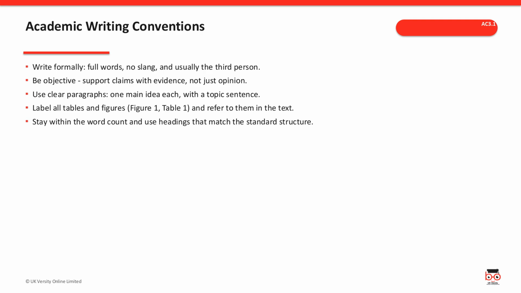Academic writing has its own quiet set of conventions. Write formally, in full words, usually in the third person, and stay objective, backing claims with evidence rather than opinion. Keep your paragraphs clean, one main idea each with a clear topic sentence, and label every table and figure so you can refer to it in the text. And of course, stay within the word count and use headings that match the standard structure.